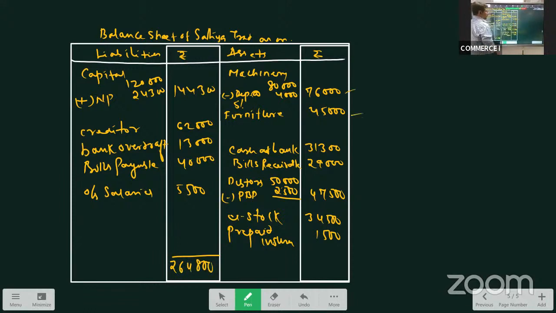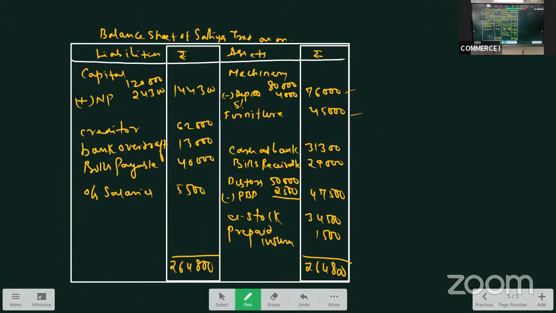Check on the asset side. 76 plus 45, 121, 152, 170, 181, 228,800 plus this one 36. Yeah, it is 264,800 on the asset side as well. Okay, so we are done with question number 20 also.